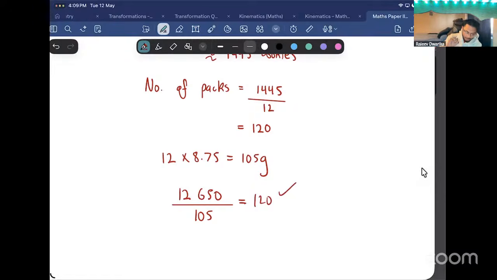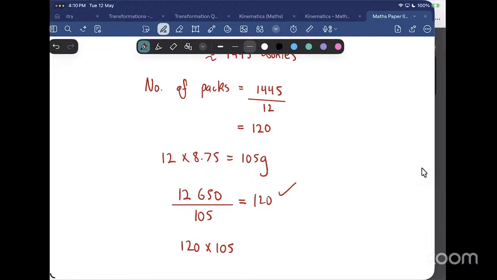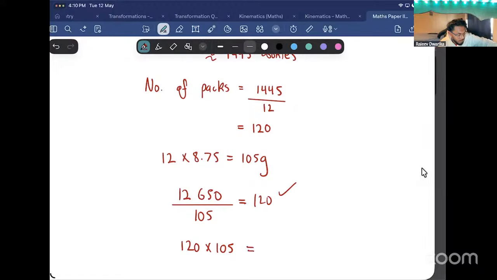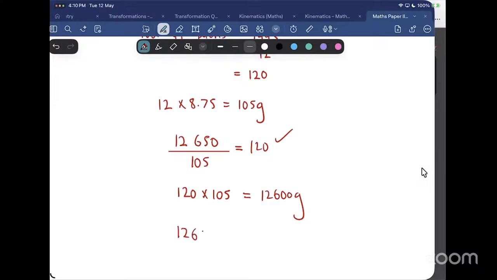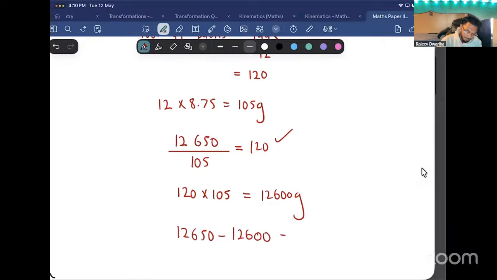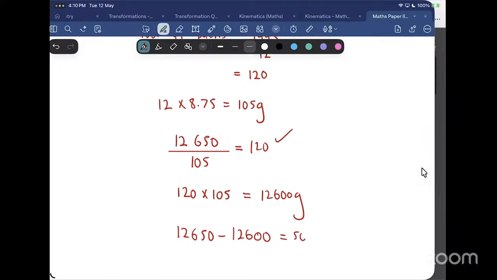And if each is 105, you could say 120 multiplied by 105. And why are you saying that? How many packs do you make? 120, and how much does it take to make one pack? 105 grams. So it's 120 by 105. 12,600 grams. How many grams of flour did we start off with? 12,650. We'll get 50 grams. That's the answer.